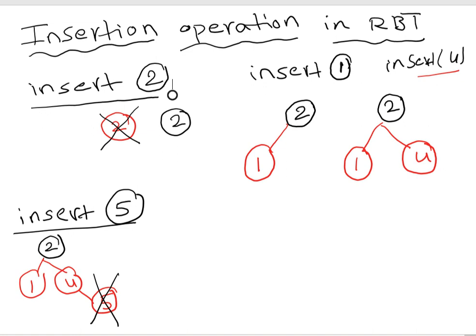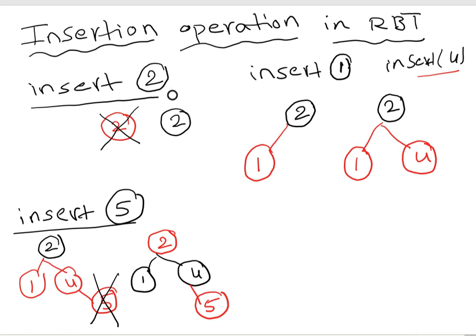Wrong. Because the property is that no 2 consecutive red nodes should be there. So here consecutive red nodes are coming. So what I want to make here: if I make 2 as a red node and 1 and 4 as black nodes and again 5 as a red node, is this right?